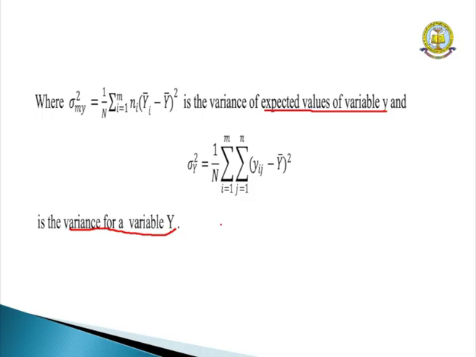What about sigma square y? Sigma square y is equal to 1 by n into summing over i takes values 1 to m, j takes values 1 to n, y i minus y bar whole square, is the variance of a variable y. Here we are talking about two variances. One is expected variance, another one is variance of the given variable.